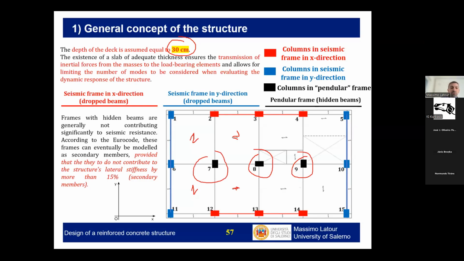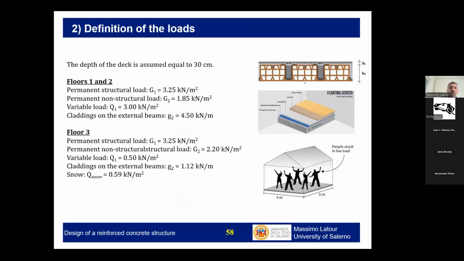Of course, we will have to check what is reported here in red, so that all these secondary elements do not contribute more than 50% to the overall stiffness of the structure. So let's see our example. We have two floors, the intermediate floor and the last floor, which are different in terms of loads just because of the live load.